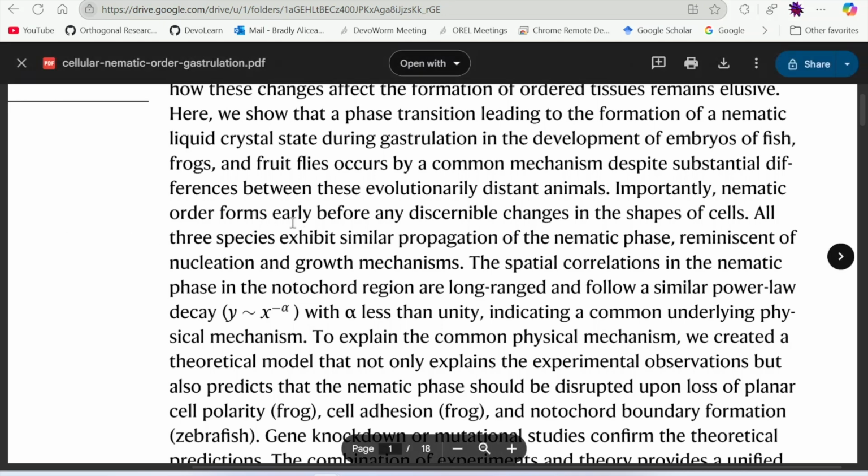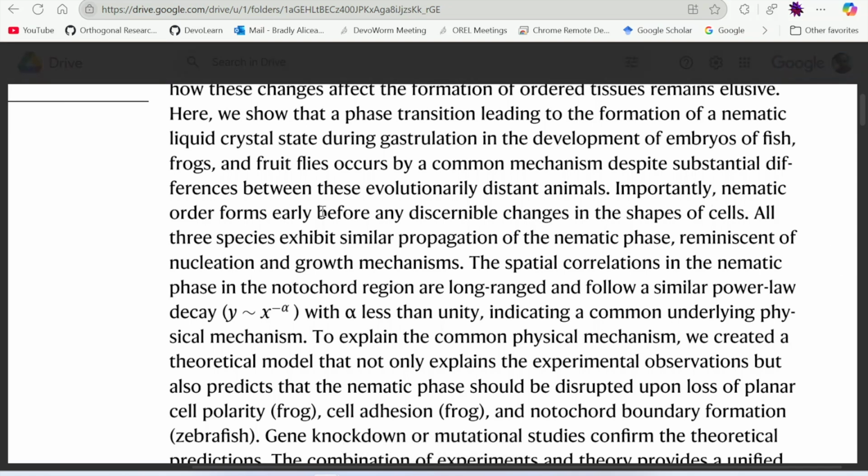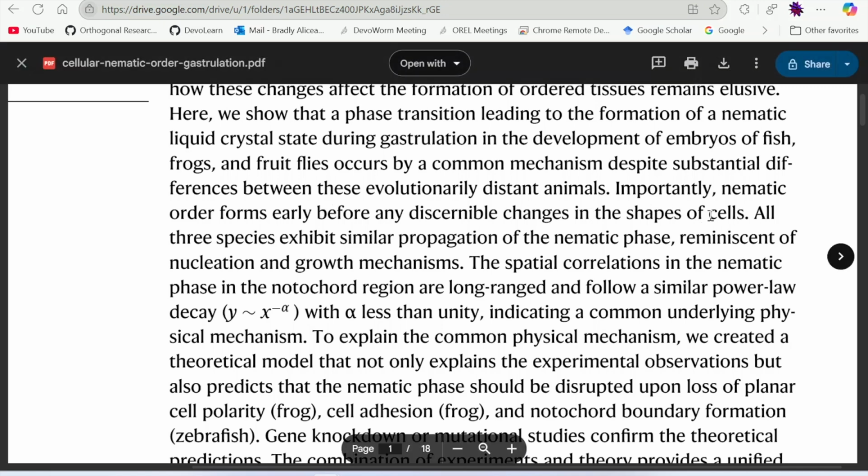Importantly, nematic order forms early, before any discernible changes in the shapes of cells. So this nematic order is an early precursor to shape changes in the cells, and by extension, differentiation of the cells. All three species exhibit similar propagation of the nematic phase, reminiscent of nucleation and growth mechanisms. So this nematic phase grows across the cells and propagates. This ordering isn't just local; it can become larger over space.